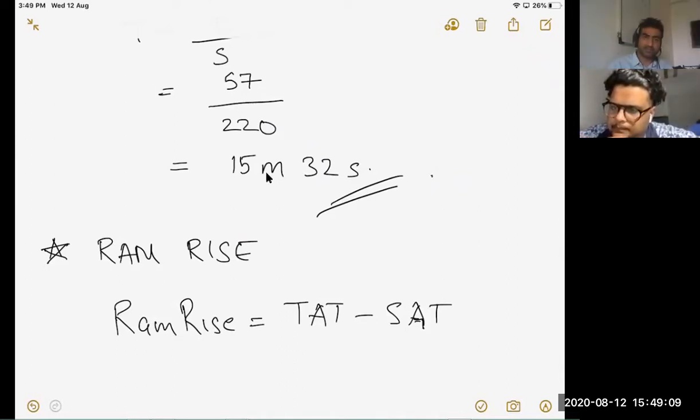So what is ram rise? Ram rise is total air temperature minus static air temperature. But do you understand what it is? It is because of the ram air.